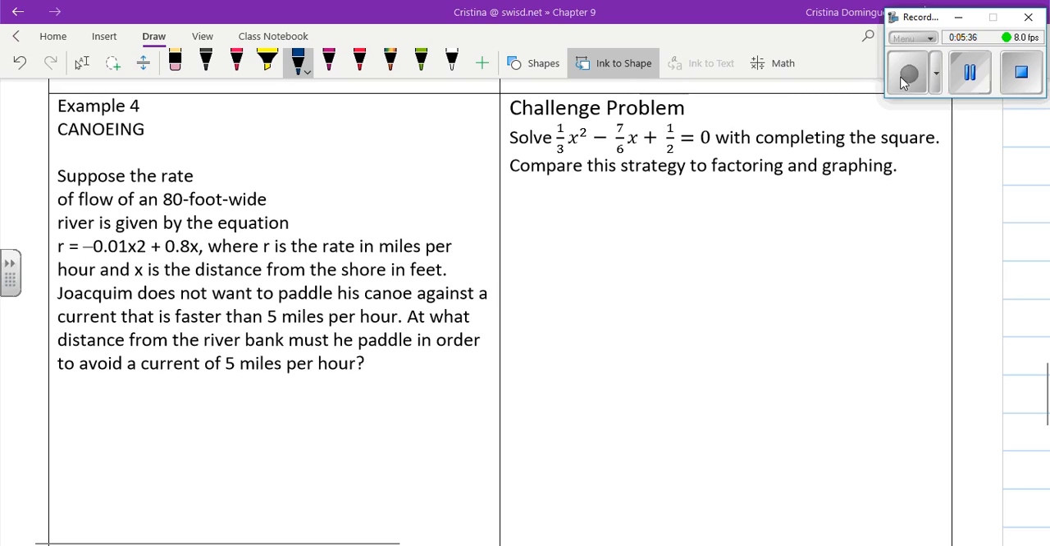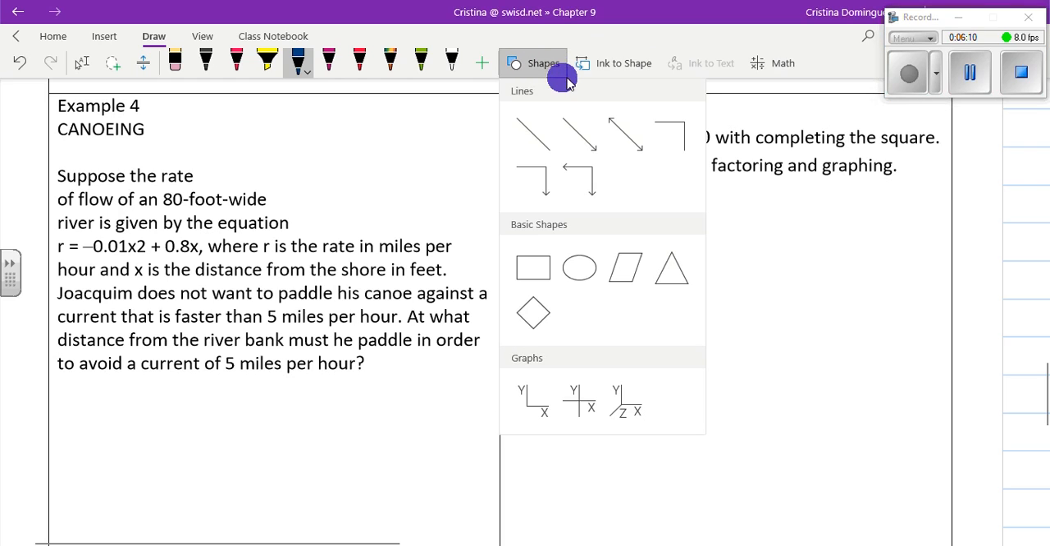Okay, example for canoeing. Suppose the rate of the flow of an 80-foot wide river is given by this equation, where r is the rate in miles per hour and x is the distance from the shore in feet. Joaquin does not want to paddle his canoe against a current that is faster than 5 miles per hour. At what distance from the riverbank must he paddle in order to avoid a current of 5 miles per hour? So I kind of have to draw a picture here.